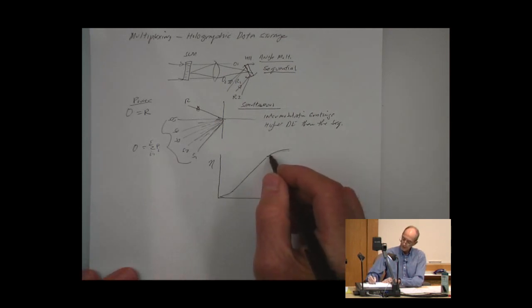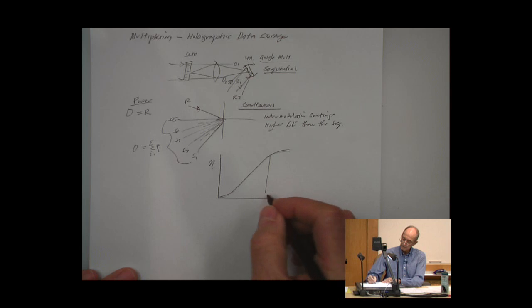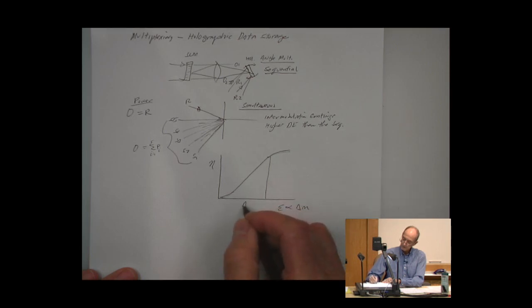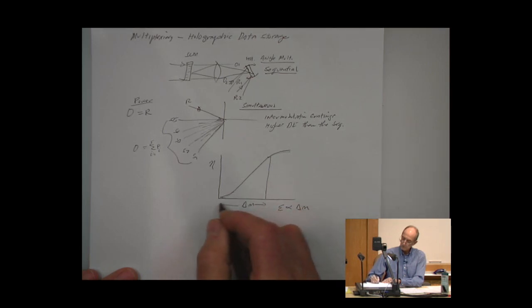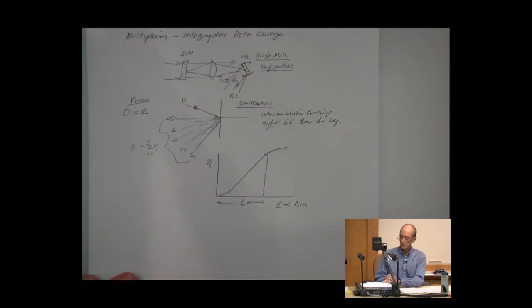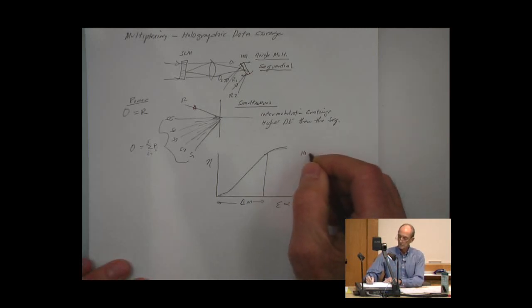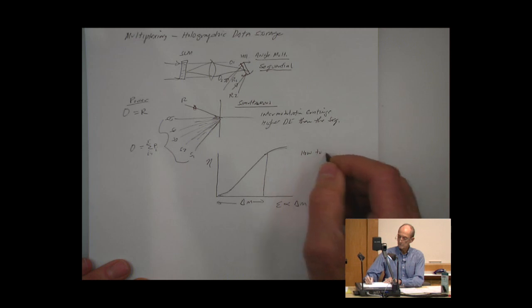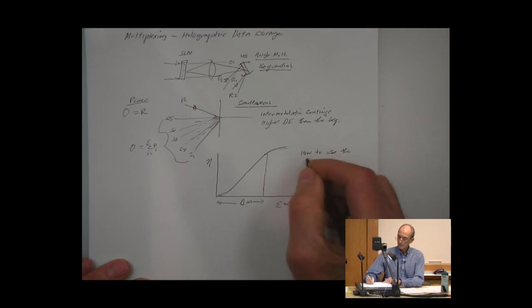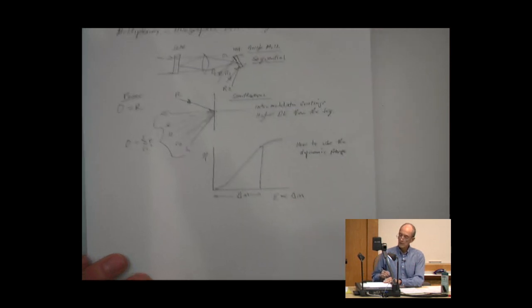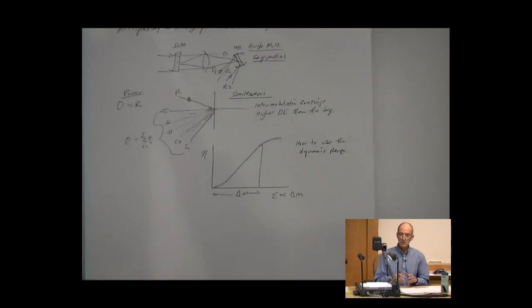But at any rate, we have a limited range of, say, delta n that we can use in both cases. So the thing about multiplexing that you're concerned with is how to use the dynamic range of the material so that you get equalized efficiency. Most of the time you want equal diffraction efficiency for each of those gratings, right?